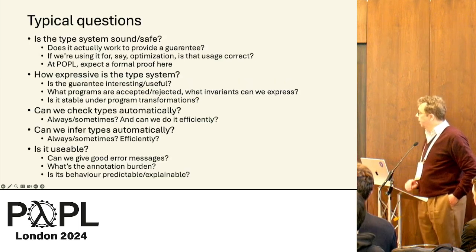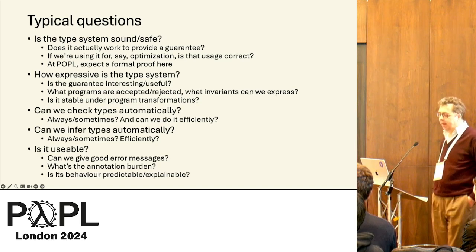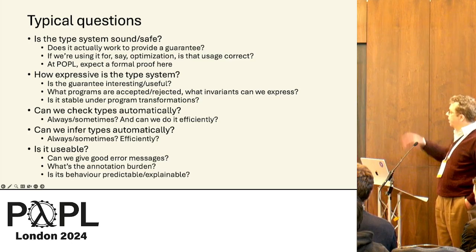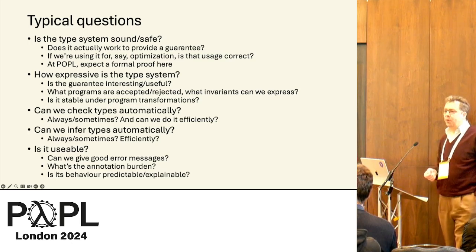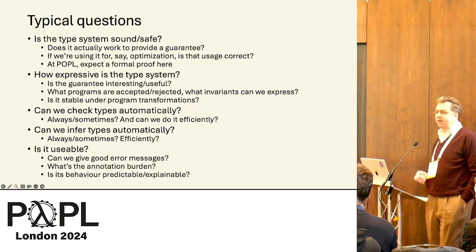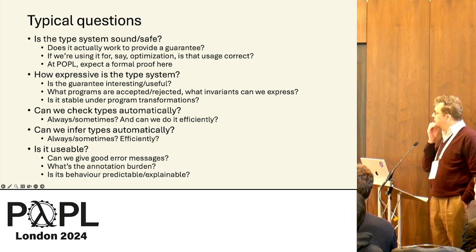So this is POPL, lots of talks on type systems, and there are a whole bunch of questions that we ask about type systems. Mostly things about whether it actually works to provide some guarantee about the runtime behavior, and if we're using it for optimization, is the use that we're making of that correct? And of course, this is POPL, so we expect all these things to come with formal proofs.